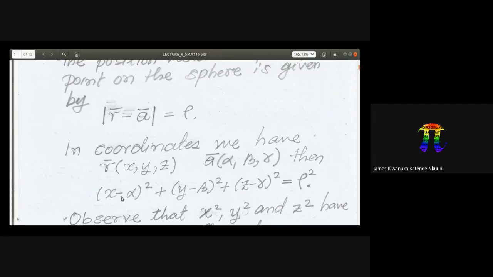You know how to do that? The distance between 2 points. So you're just getting the distance between these 2 points, x, y, z, and alpha, beta, gamma. That is this. The actual distance should be the square root. If you get the square root, then on this side you will have the radius, just rho. But since we have omitted the square root, on the right-hand side the radius will also be squared. Are we together?